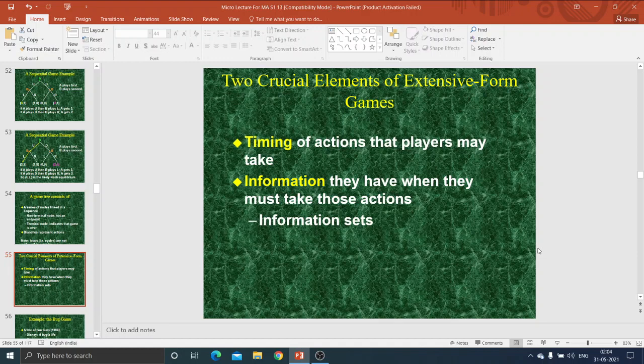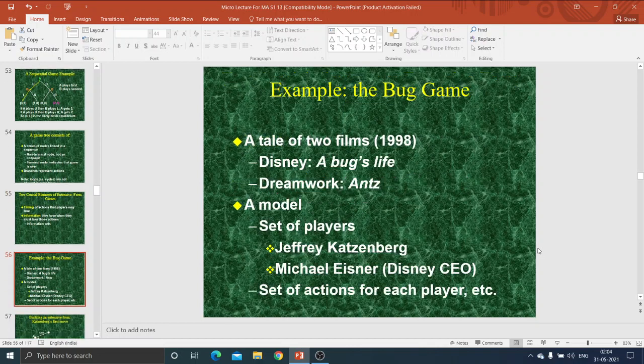Now, what we do is look into the two crucial elements of extensive form games. One is timing, the other one is information. These two things are very, very important as far as game theory is concerned. The timing of an action that players may take is very important, and so is the information they have when they must take those actions. This is called the information set. Okay, so we will discuss one by one.